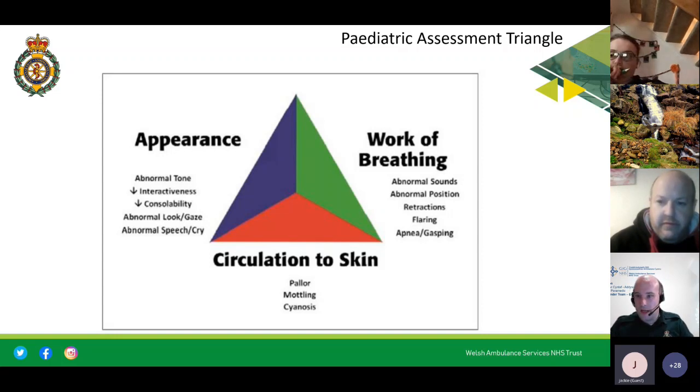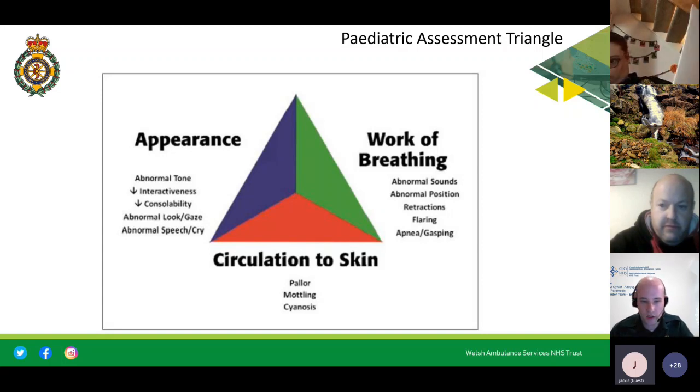Then we're looking at work of breathing, and we've talked about this. We're looking at those abnormal sounds: the stridor, the wheeze and the grunting. We're looking at the positioning of the child. We're looking at recession and the use of accessory muscles. We're looking at nasal flaring, gasping, and apnoeic episodes when they're holding their breath.